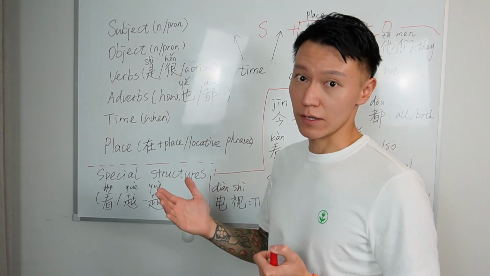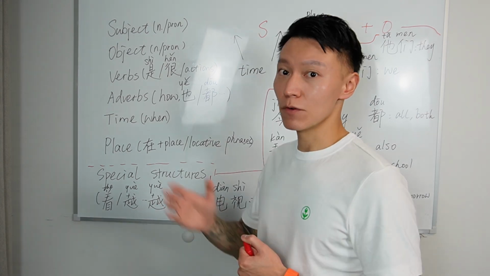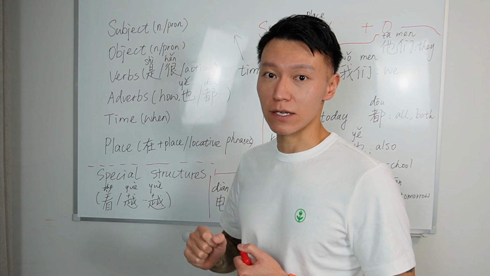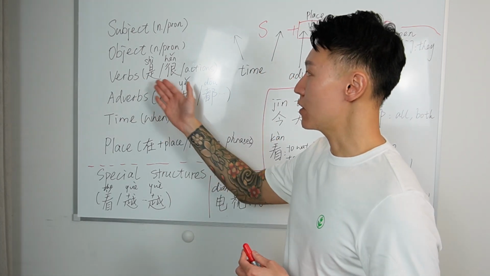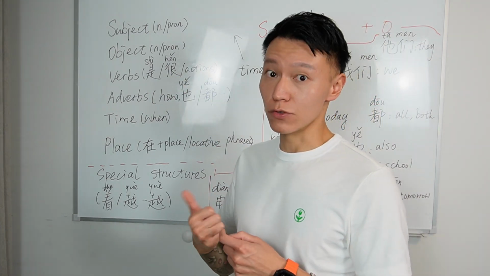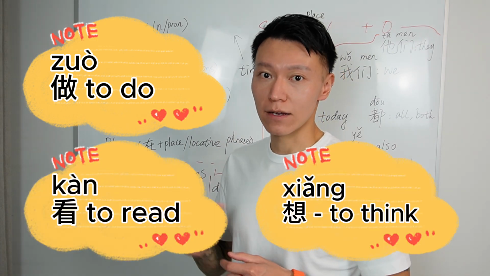Verb could be 很, to be how. For example, 今天很冷. If you want to know more about the difference between 是 and 很, you can click the link above and watch that video. And verbs also refer to different actions. So for example, to do, 做, to read, 看, to think, 想, etc.